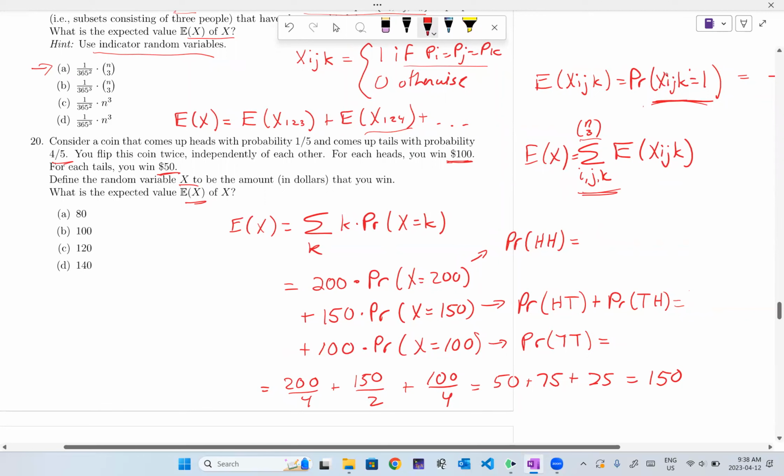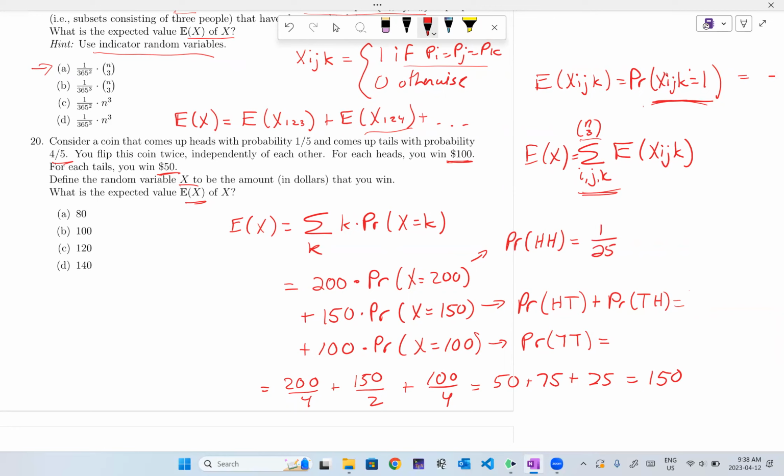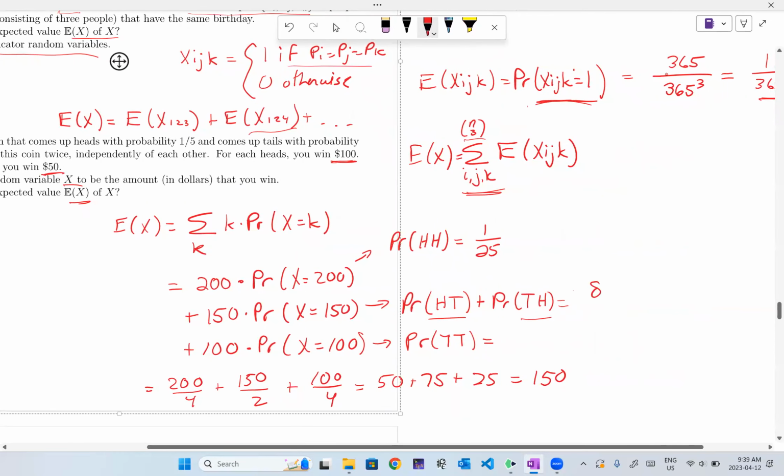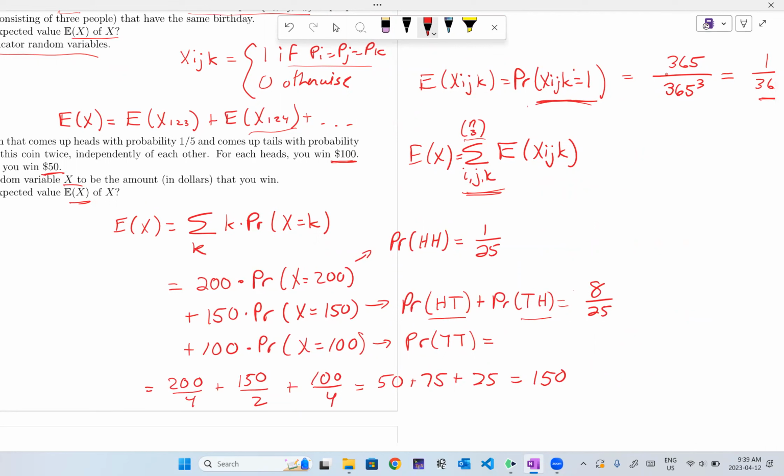Heads with probability 1/5. So if I get heads twice, and it's independent, fair coin flip, it's 1/5 times 1/5, or 1/25. Heads tails is 1/5 times 4/5, which is 4/25. Tails heads is the same thing, 4/25. So this is 8/25. And then tails is 4/5 times 4/5, which is, what is that? 16/25, I think.